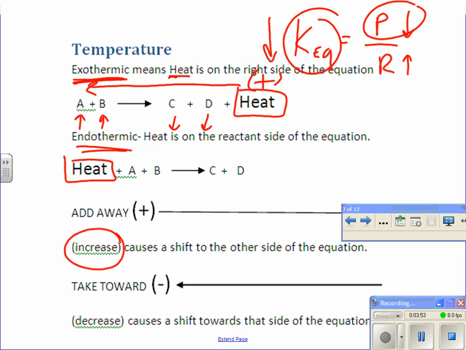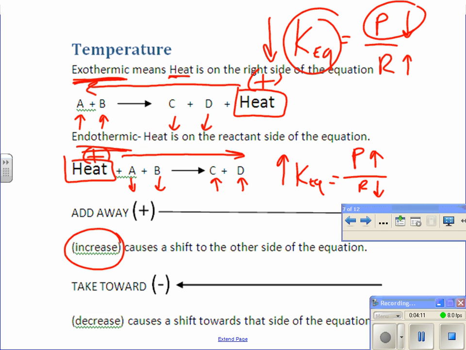What happens if I take this reaction? If I increase temperature here, add away, it's going to shift this way. C and D are going to increase. A and B are going to decrease. What's going to happen is my products are getting greater. My reactants are getting smaller. Guess what's going to happen to KEQ? It is going to get larger. The only thing that changes K in any Le Chatelier problem is going to be a change in temperature.